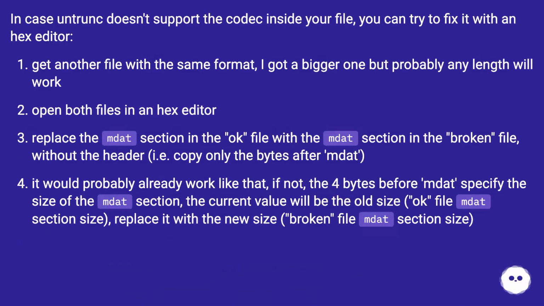In case untrunk doesn't support the codec inside your file, you can try to fix it with a hex editor. Get another file with the same format. I got a bigger one, but probably any length will work. Open both files in a hex editor. Replace the mdat section in the OK file with the mdat section in the broken file, without the header, i.e. copy only the bytes after mdat. It would probably already work like that. If not, the 4 bytes before mdat specify the size of the mdat section. The current value will be the old size, the OK file mdat section size. Replace it with the new size, the broken file mdat section size.